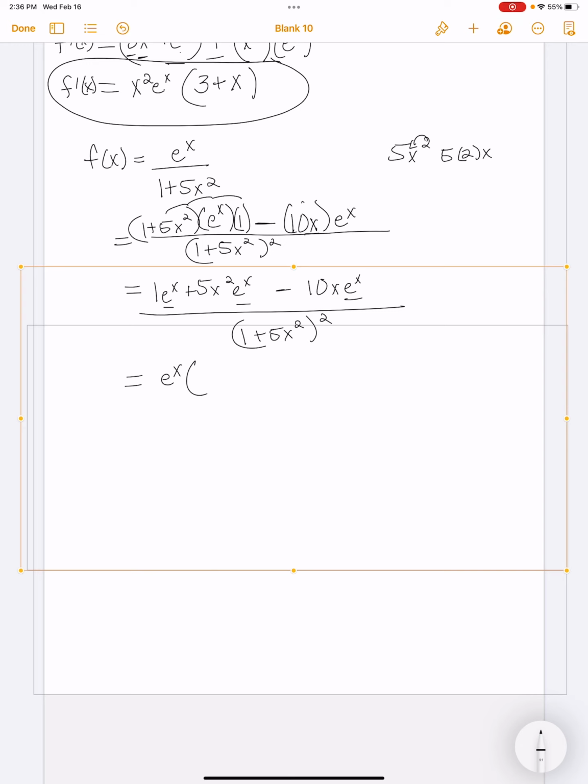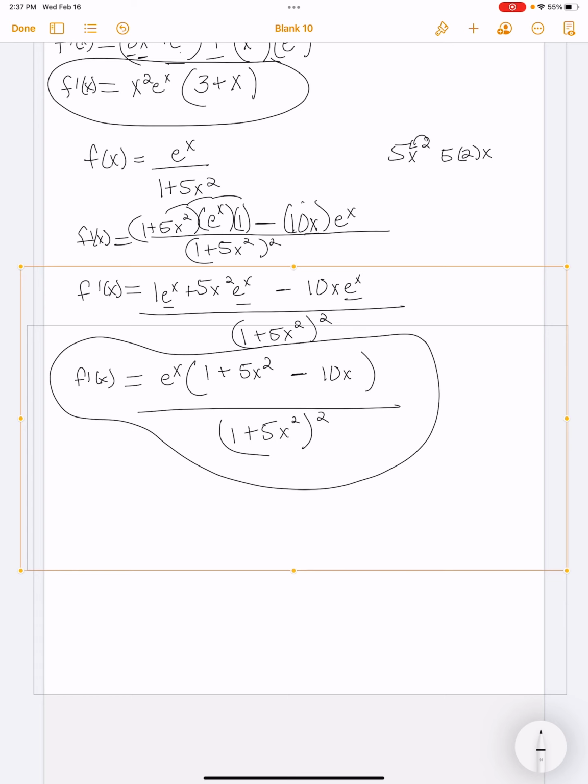So e to the x, then we have (1 plus 5x squared) minus 10x, all over (1 plus 5x squared) squared. Man, don't forget to write down that you're taking the derivative. All right.